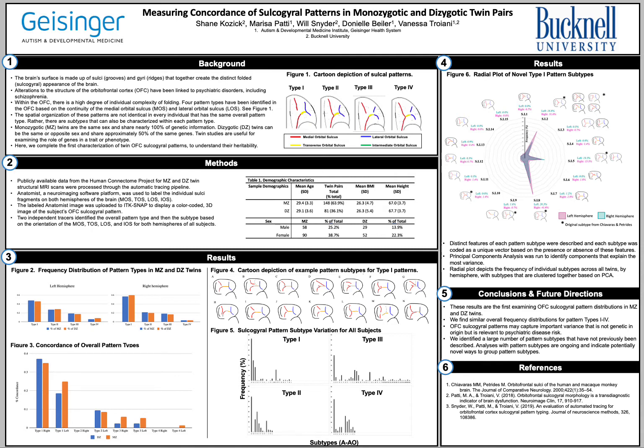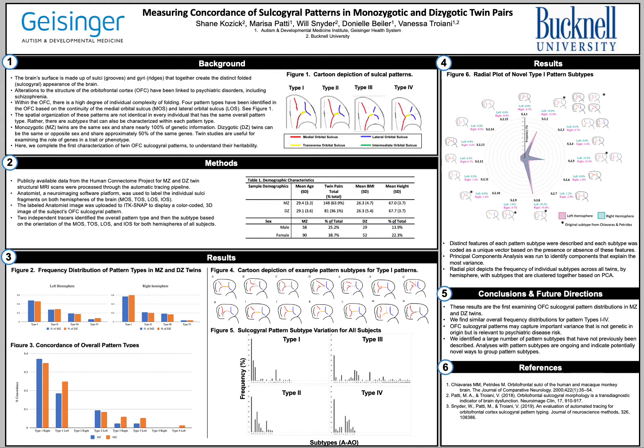Another way we could understand these subtypes is through principal component analysis, or PCA. Distinct features of each pattern type were described, and then each subtype was coded and given a unique vector of answers to two questions we asked. Examples of these features are, does the rostral MOS intersect with the IOS, and does the MOS have multiple branches? In the radial plot, the rings represent frequencies of each subtype.